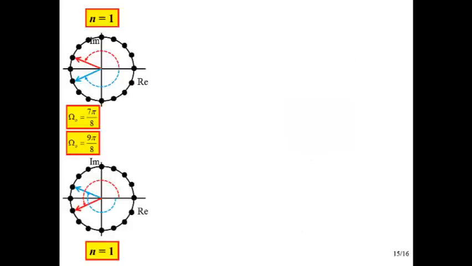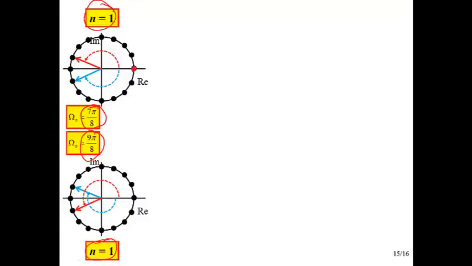So let's take a look at the case of omega 0 being 7 pi over 8 versus omega 0 being 9 pi over 8. The 7 pi over 8 case will be on the top part of this plot, and the 9 pi over 8 case will be on the bottom. We'll walk through a few sample numbers. So here's n equal to 1.